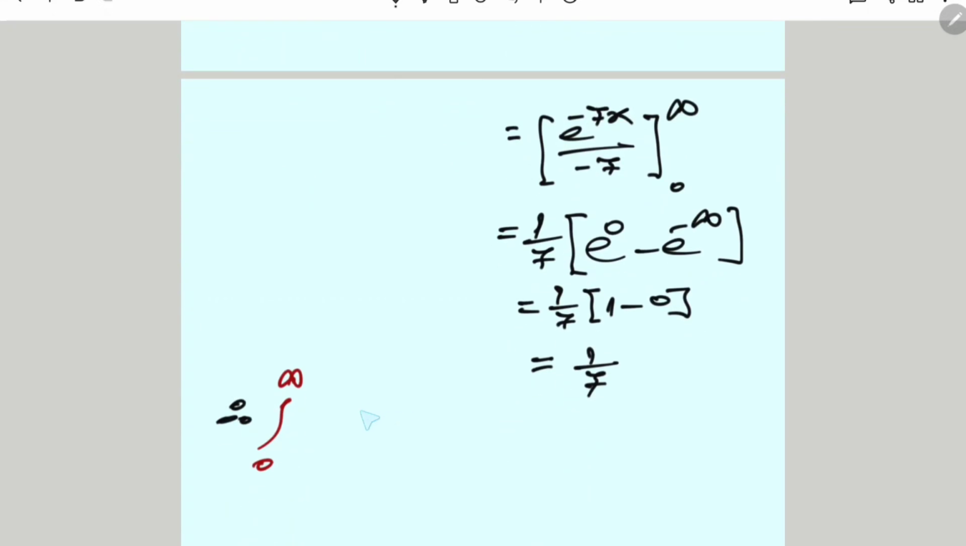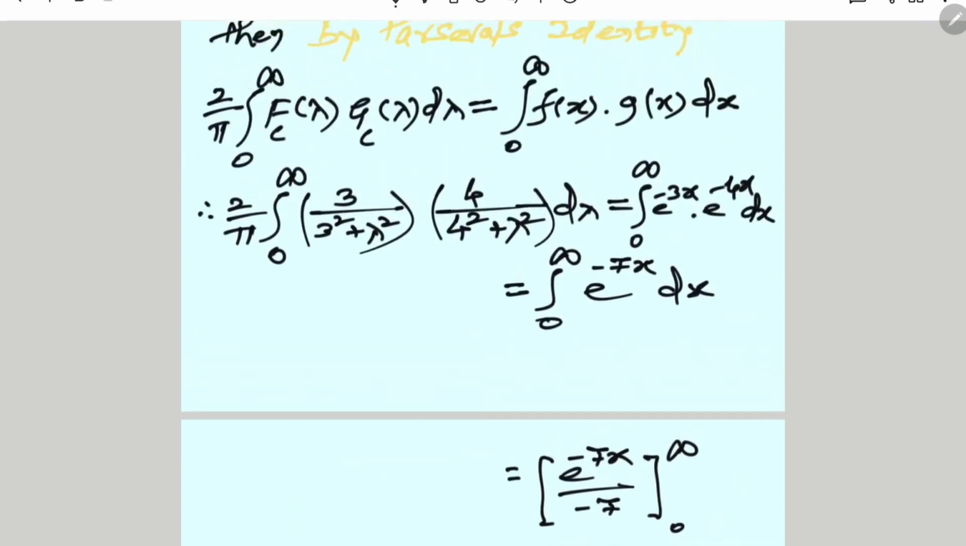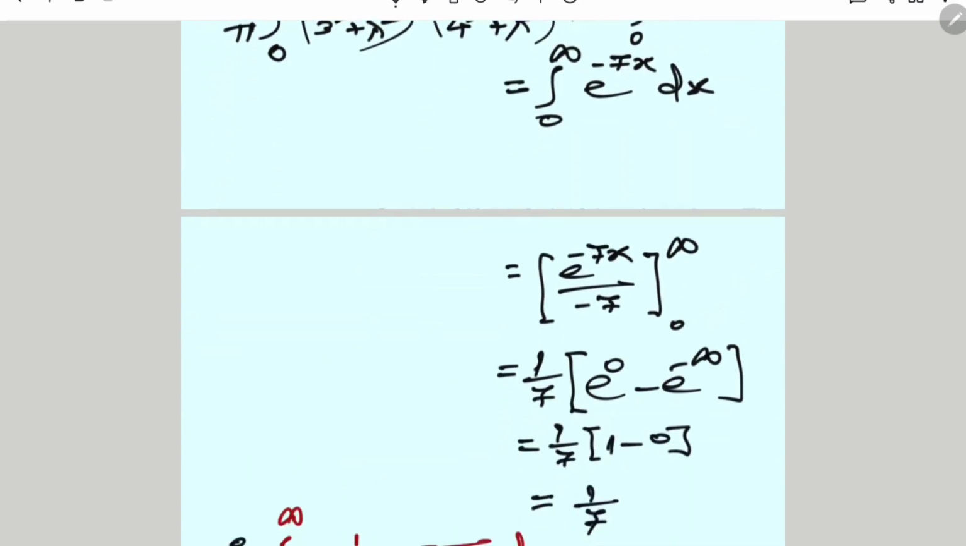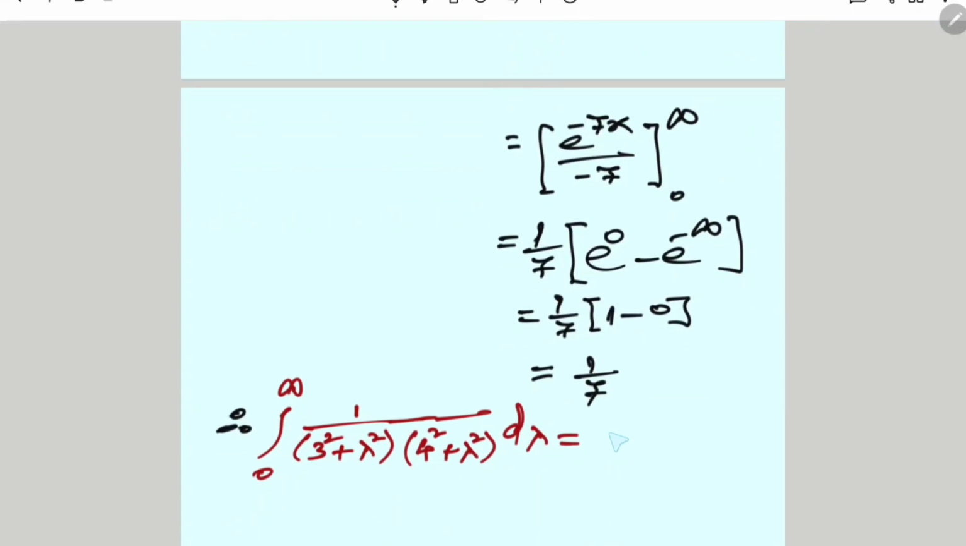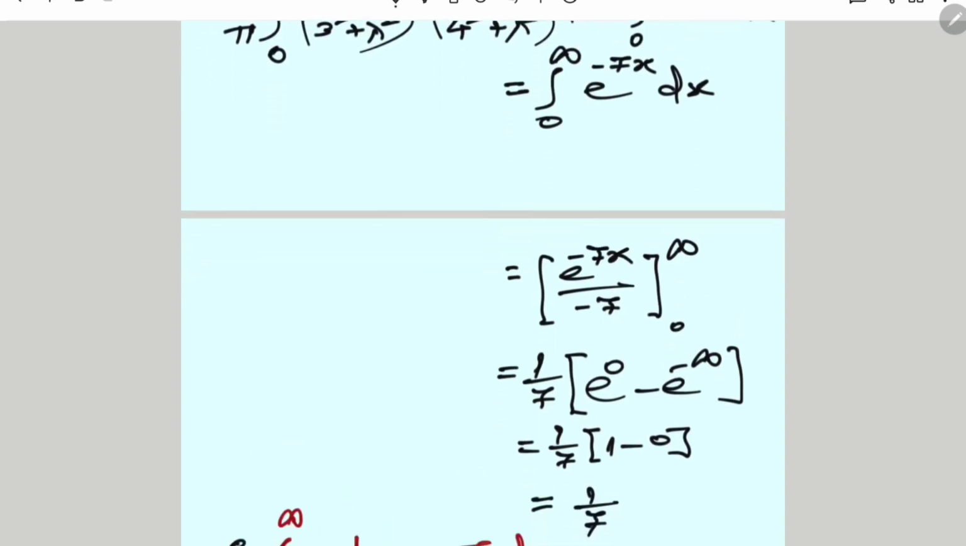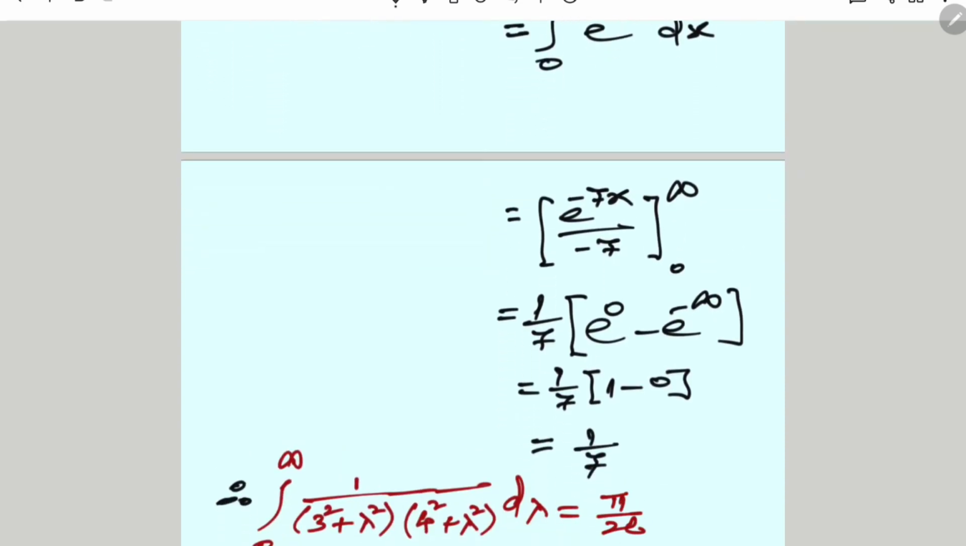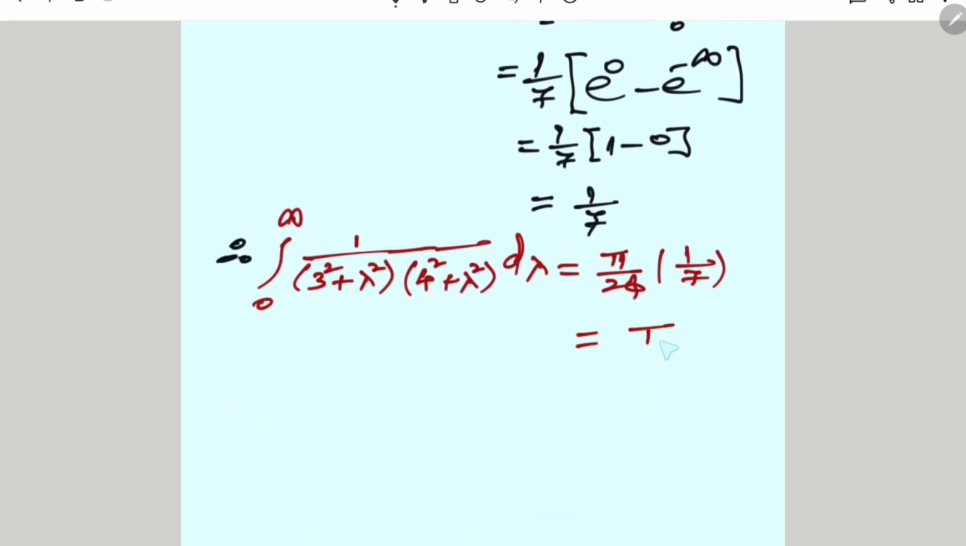And therefore, transferring that 2 by pi to the other side, we get integral from 0 to infinity of 1 by (3 square plus lambda square) into (4 square plus lambda square), integration with respect to lambda is equal to 4 threes are 12 into 2, we get pi by 24 into 1 by 7. And simplifying that product, we get pi upon 168. 24 into 7, we get 168 as the answer.